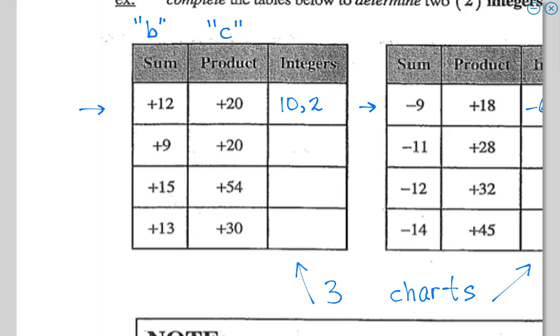First chart. 5 and 4, very nice. 6 and 9, very nice. 10 and 3, very nice. Those ones are the easiest ones because the product is positive. So you can put this here.